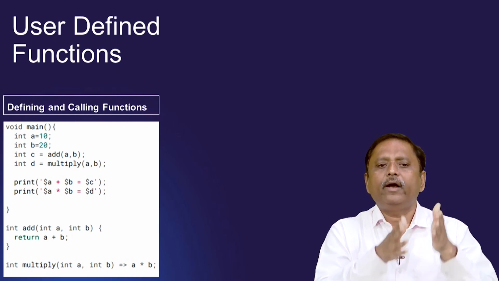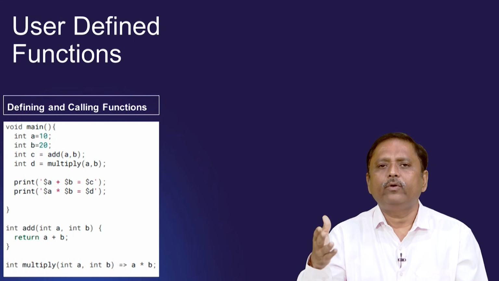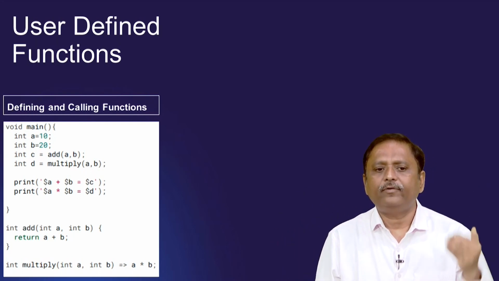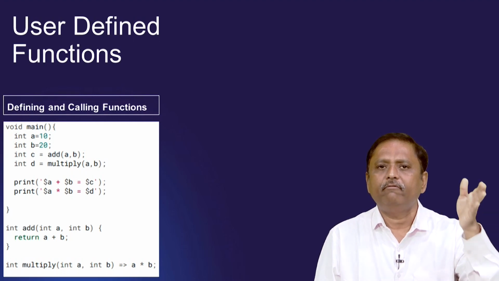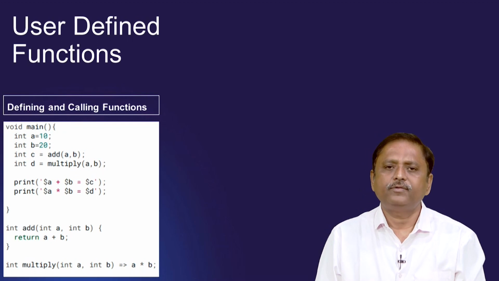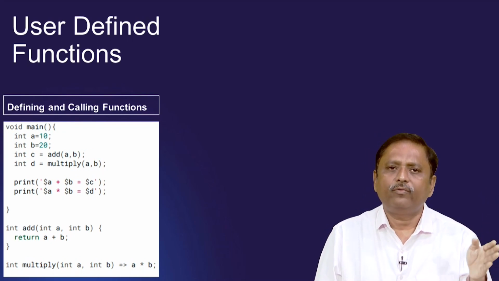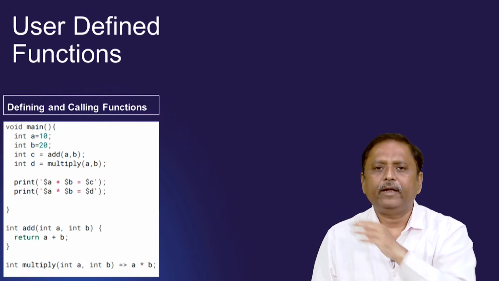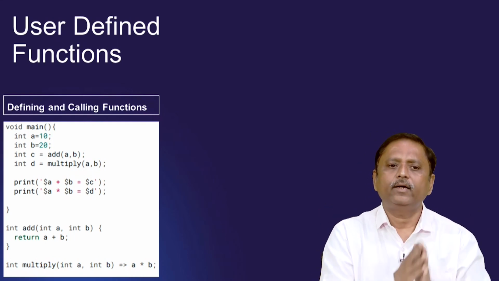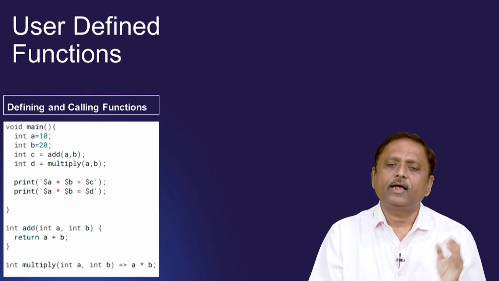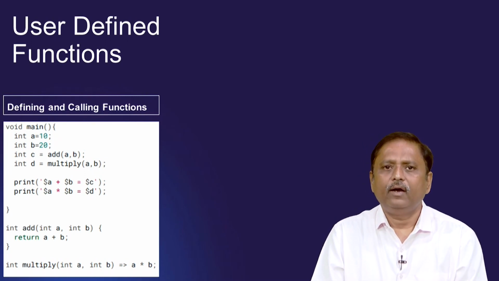So, here d is assigned the value 10 into 20, which is 200, and after that I can print the value of a plus the value of b is equal to the value of c, and the value of a multiplied by the value of b is equal to the multiplication, which is stored inside d. So, this is how you can use functions inside the Dart programming language.